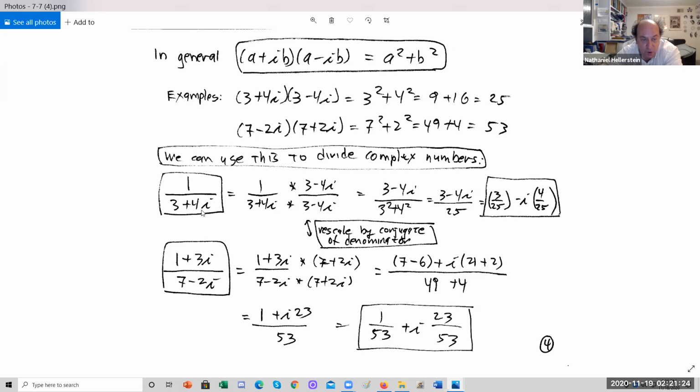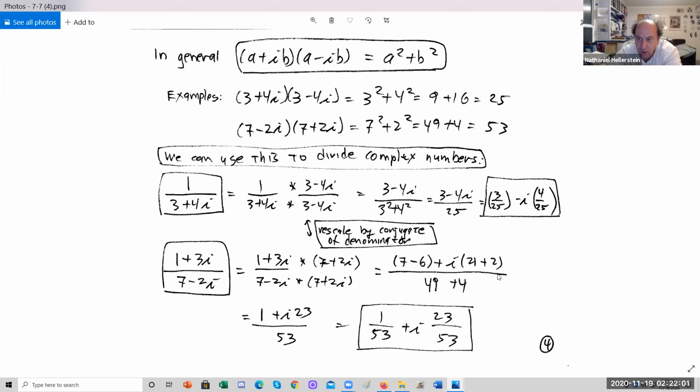1 over 3 plus 4i, what's that? We'll take 1 over 3 plus 4i and rescale by the conjugate of the denominator. The denominator is 3 plus 4i, the conjugate is 3 minus 4i. So multiply above and below by 3 minus 4i. 1 times 3 minus 4i is 3 minus 4i. 3 plus 4i times 3 minus 4i is 25. 3 squared plus 4 squared is 25. Then break this into two parts: 3 25ths minus i times 4 25ths. That is the reciprocal, 1 over 3 plus 4i.